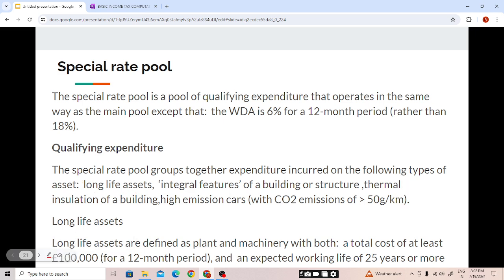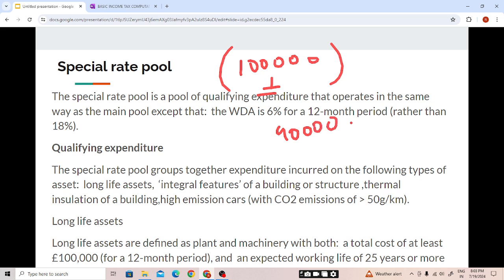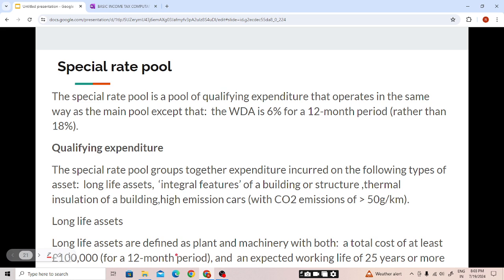So long life asset means, students, the total cost should be at least 100,000 pounds for a 12 month period. That is, if you have purchased for 90,000 and you have done any further capital improvement of 20,000, this will also be considered under the special rate pool. So long life assets are defined as plant and machinery with a total cost of at least 100,000 pounds for a 12-month period and an expected working life of 25 years or more. The asset must have a working life of 25 years or more, and the total cost must be £100,000 for 12 months period.